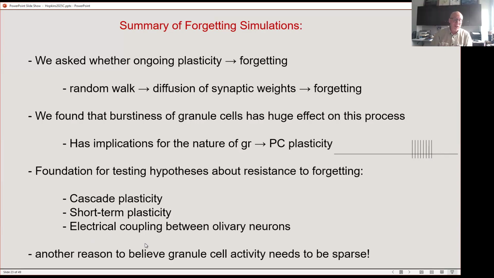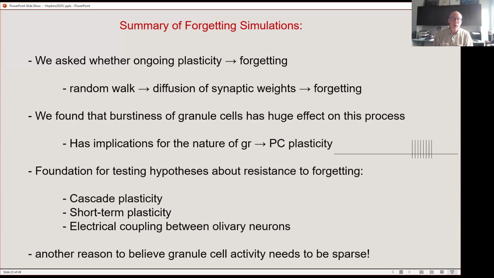The other thing is, I just want to say, because there have been some drift in the other direction about this, here's another reason to believe that granule cell activity needs to be sparse. The more background activity of granule cells there is, the more steps there are in the random walk and the faster the forgetting. We've built simulations where granule cells were far less sparse than normal, and the simulations forget really fast. So just a little throw in there.